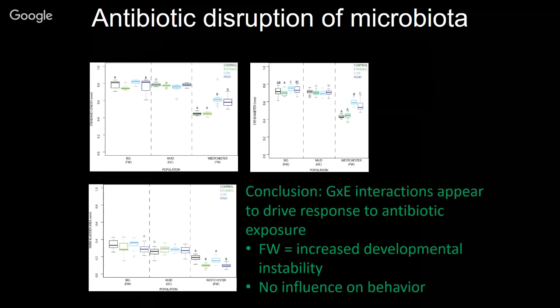And as I said, we did lots of other measurements, and this is just showing that the other measurements showed something similar, except for swim bladder area. And I can talk about that if y'all want to talk about that later. So our conclusion is that there's a gene by environment interaction that appears to drive the response to antibiotic exposure. The freshwater fish have increased developmental instability, and there's no influence on behavior, which is interesting in and of itself. And Emily will be following up on that.